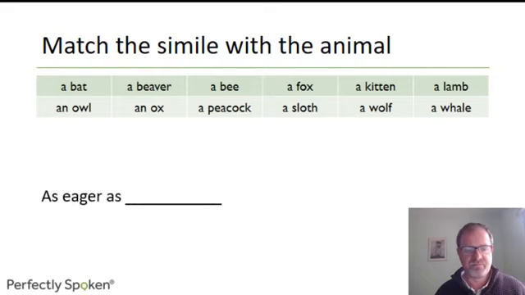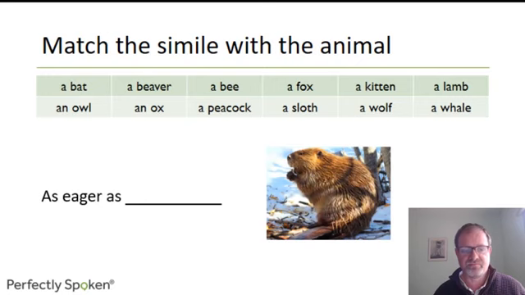Okay, next one. As eager as. Eager is a word which means very keen or enthusiastic to do things. And the animal we associate with this is the beaver. It's a North American animal. We have a similar animal in Europe, which is the otter, but they're not identical. I think they're related. But as eager as a beaver means you're very enthusiastic about doing something. Okay. Next one.